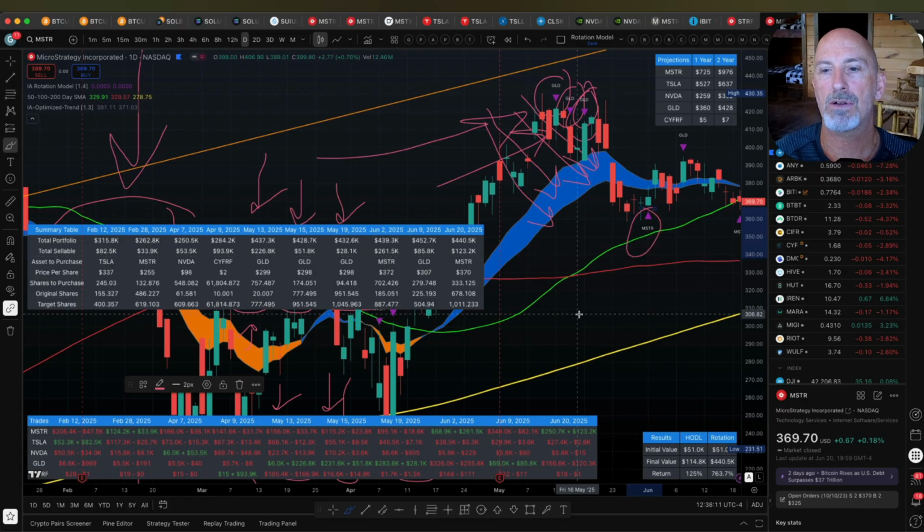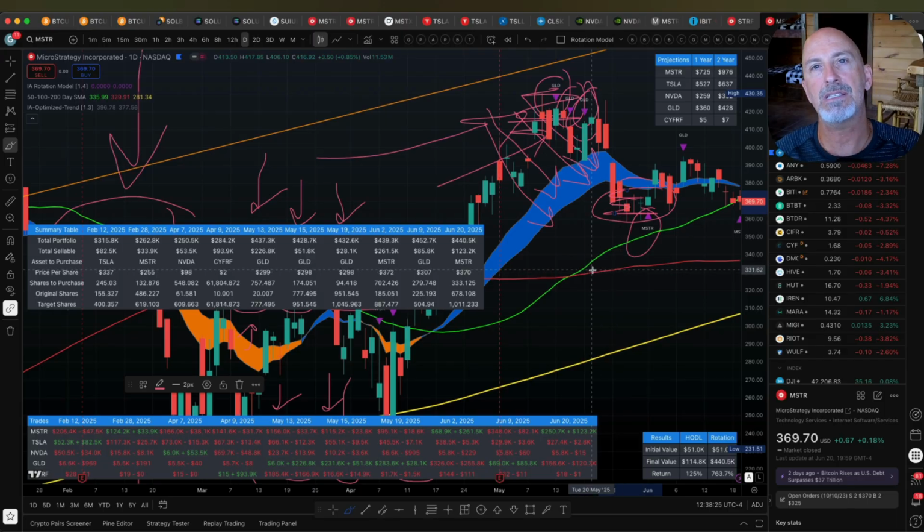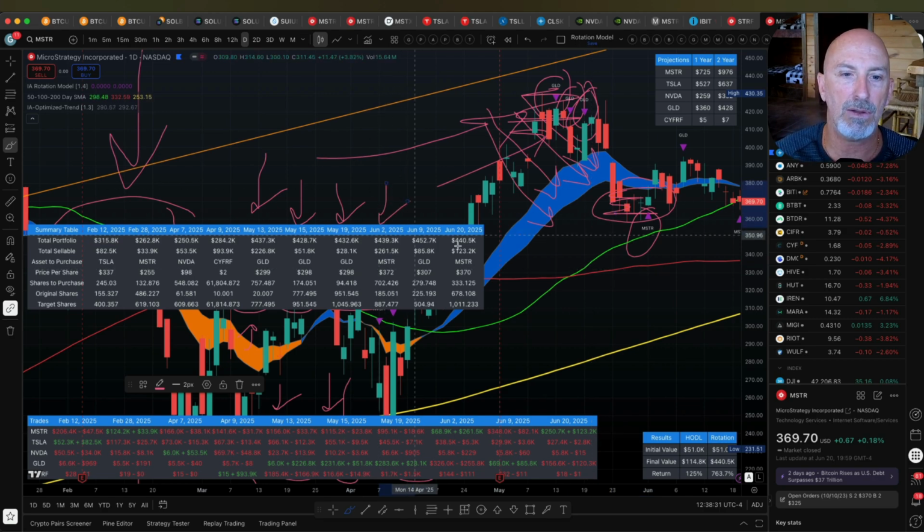Then we go into MicroStrategy at a time when MicroStrategy, notice guys, had pulled back. It was up here in the 420, 430 range, and now it's all the way down here in the 360 to 370 range when it's telling us to pick it back up again. This is the last example I'm going to give. I'm just trying to give you an idea of what the model is telling you to do, okay? So on June 2nd, you get a buy signal for MicroStrategy over here.